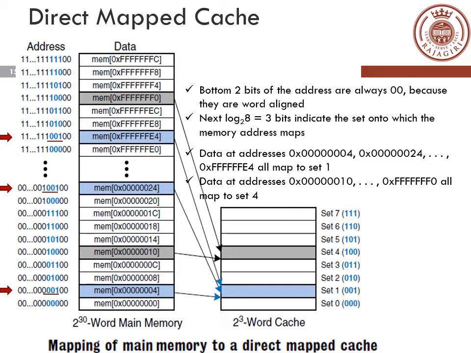Now, as I said, in a direct map cache a particular set can have a single block. Now we'll decide what the possibilities are.